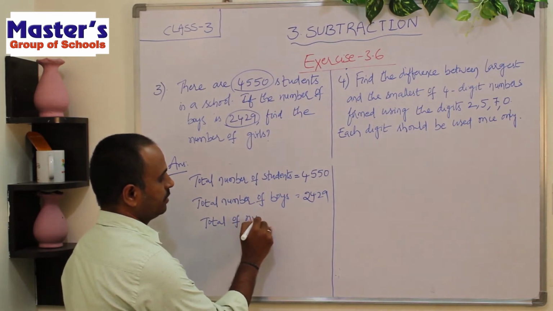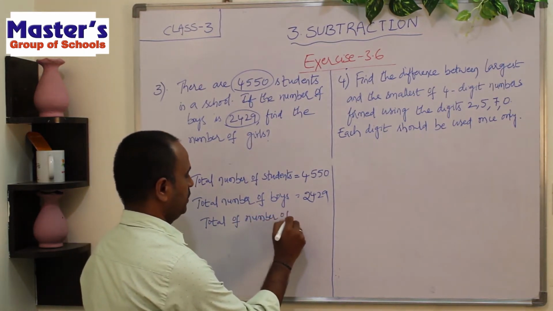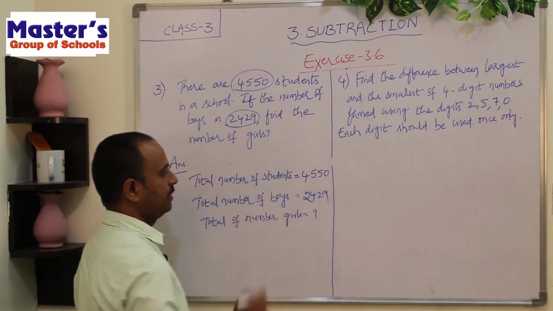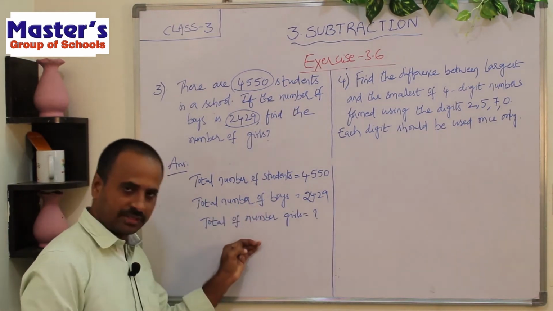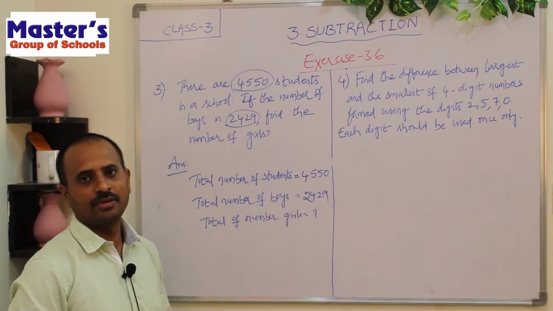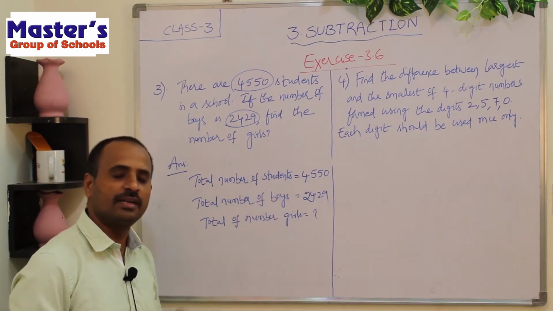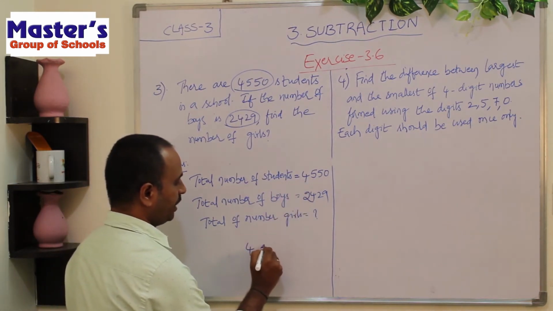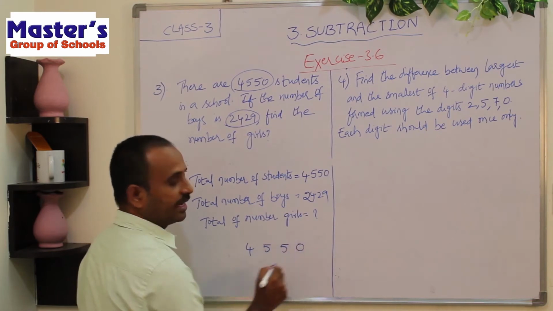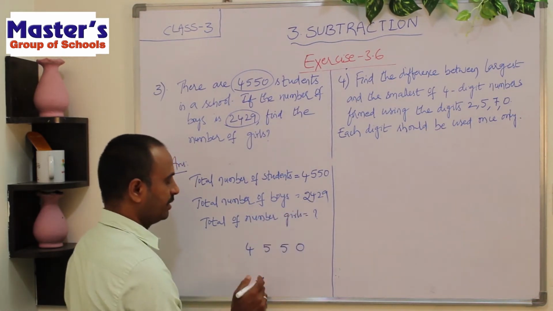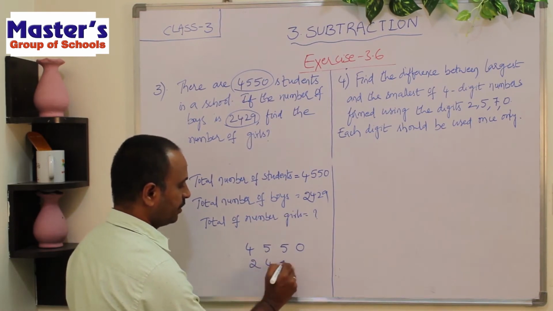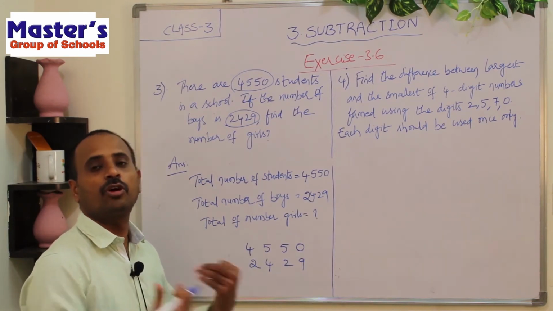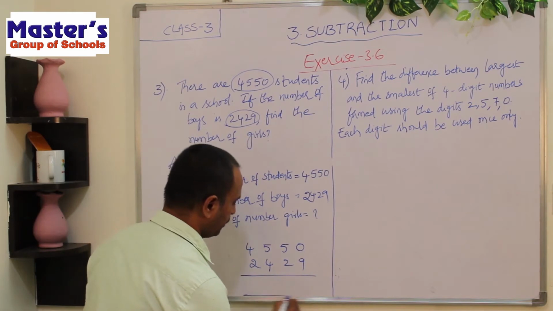So how will we get the total number of girls? By subtraction. Write the greatest number first and the smallest number next. Write these two numbers one below another and do the subtraction. What is the greatest number? 4,550 is the greatest number. Write the next number below it. What is the next number? 2,429. That means we are subtracting the number of boys from the total number of students.